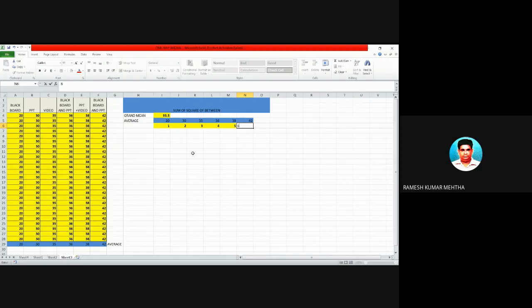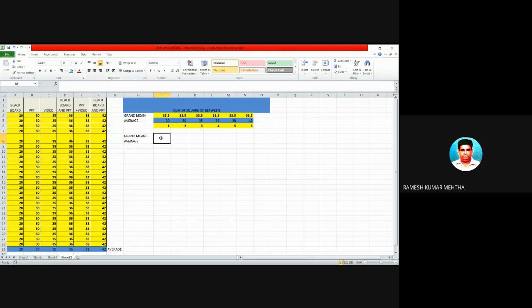Now what do we have to do? From the average mean of each group, we have to deduct the grand mean. The grand mean will be the same in all cases for all the groups, so I have dragged it up to group 6. Next, I have to find the grand mean minus average. So I'm taking up this.